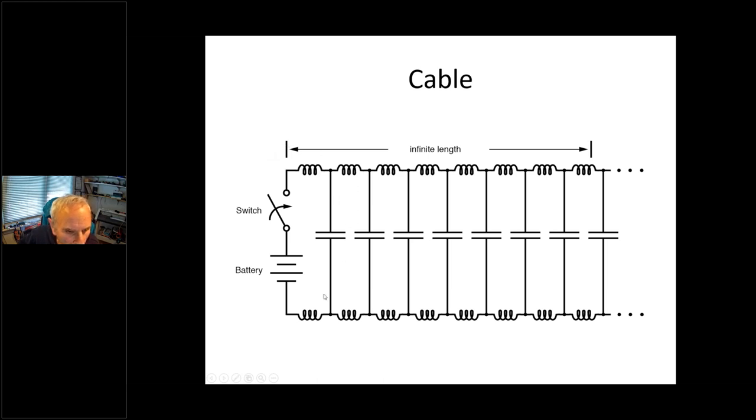what happens is the wave is going to move down here, one section by one section by one section by one section, again, traveling at close to the speed of light, but this is called the propagation of the wave as it goes down the cable.